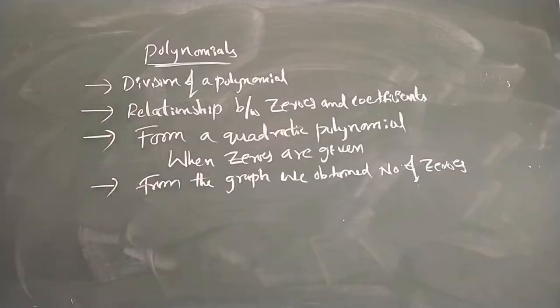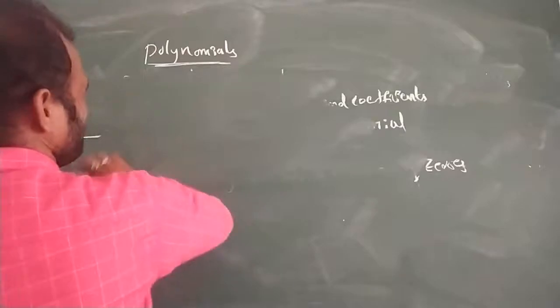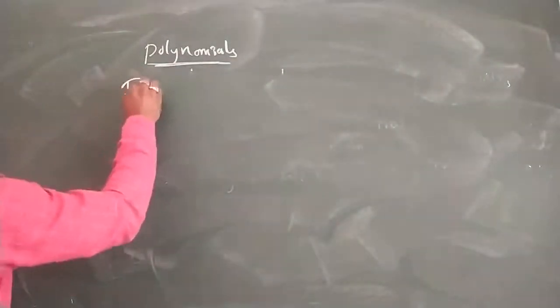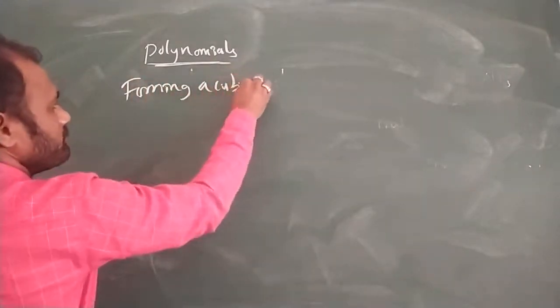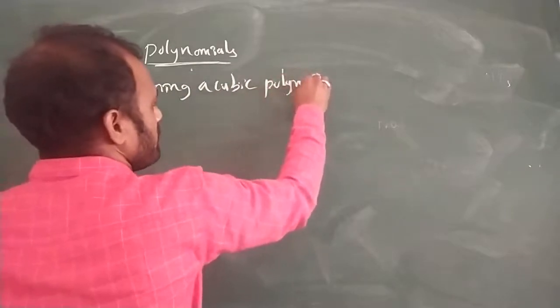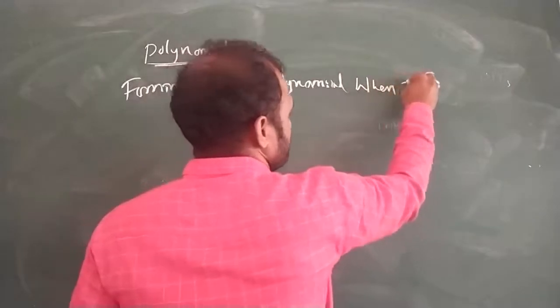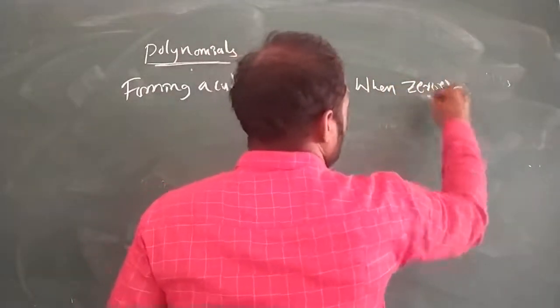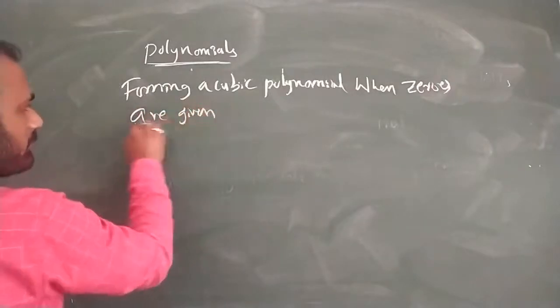In today's class, we will be learning a new topic, that is forming a cubic polynomial when zeros are given. So forming a cubic polynomial when zeros are given.